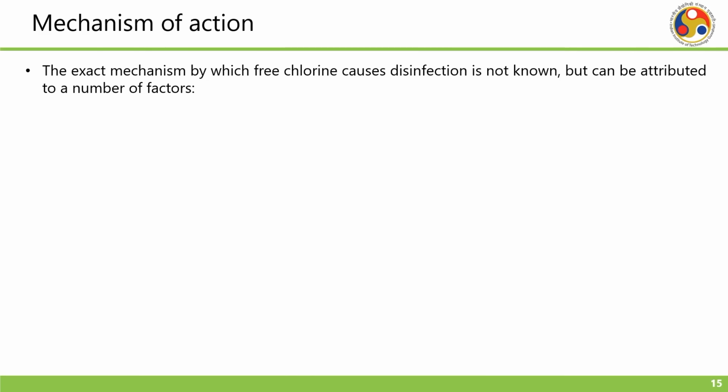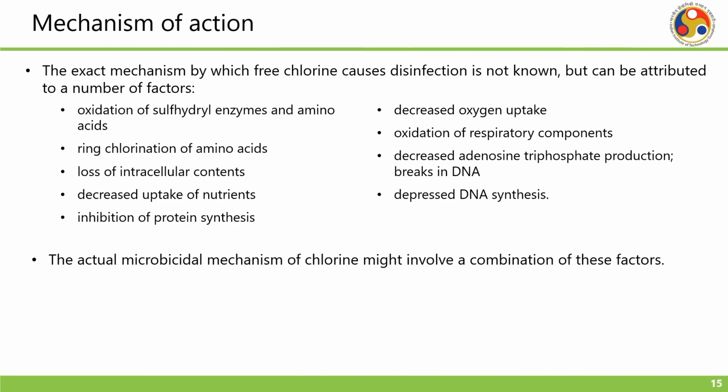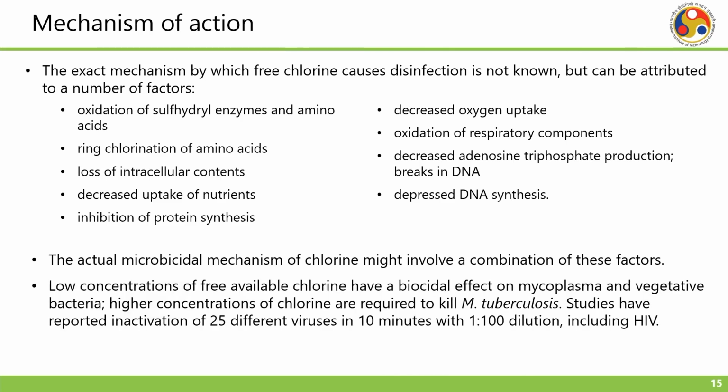The exact mechanism by which free chlorine causes disinfection is not fully understood, but it can be attributed to a number of factors like oxidation of sulfhydryl enzymes and amino acids, ring chlorination of amino acids, loss of intracellular contents, decreased uptake of nutrients, inhibition of protein synthesis, decreased oxygen uptake, oxidation of respiratory components, decreased adenosine triphosphate production, breaks in DNA, then depressed DNA synthesis. The actual microbiocidal mechanism of chlorine might involve a combination of many of these factors.